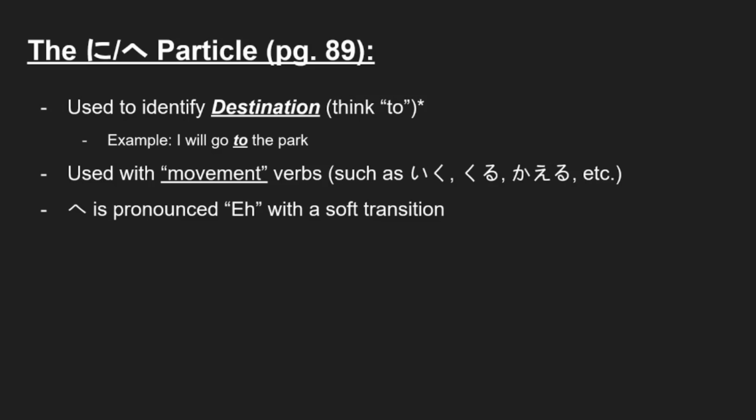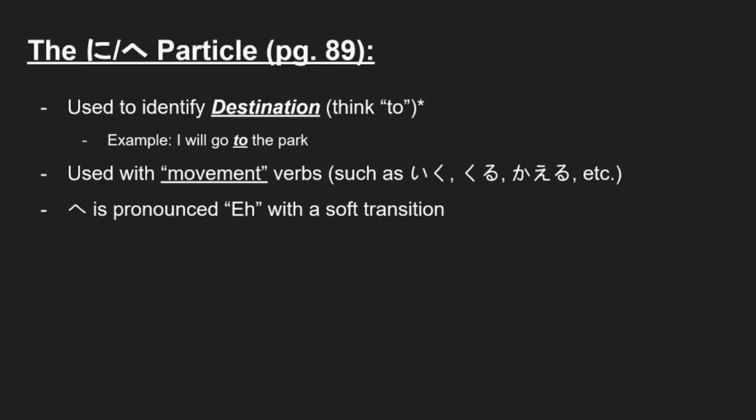E is the he character, but we don't say that. We don't say the he when used as a particle. I couldn't explain why that is, but just keep that in mind. Okay. And I was going to ask, when it's a particle, it is always e? Yes. Okay.